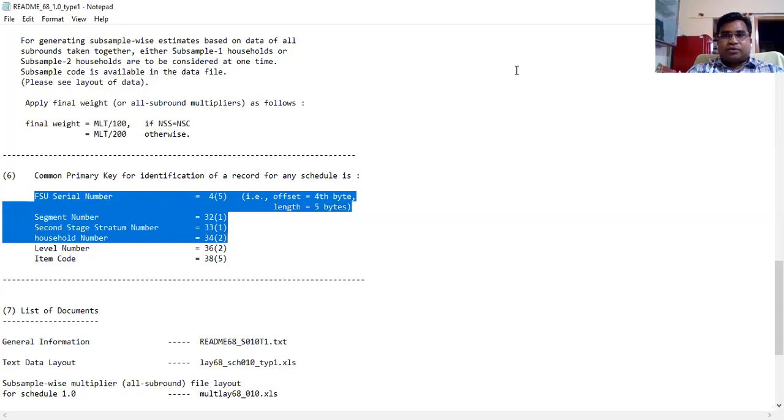If you want to get a snapshot of any NSSO data set, get into the data folder and have a look at the README file. It clearly explains all the characteristics of the data: how many records there are, the rule for weight creation, the rule for creating the primary identification number, and a whole lot more. In our subsequent videos, I'll show you how to extract the data from the text file, how to create the weights, and many other things.